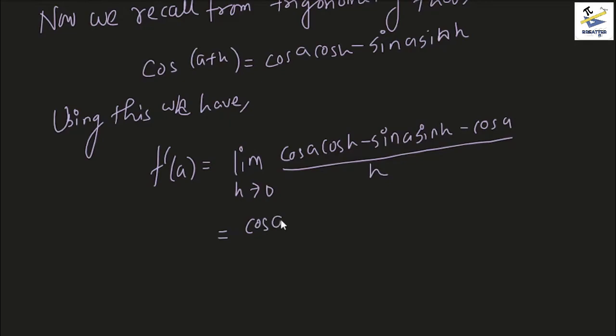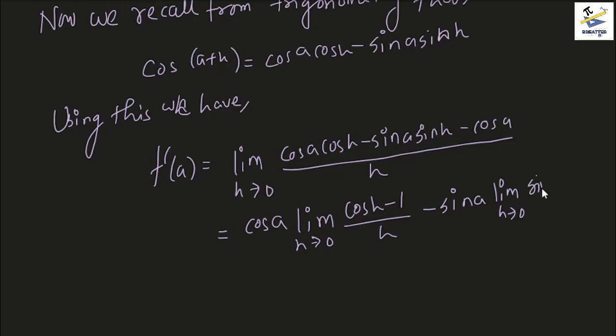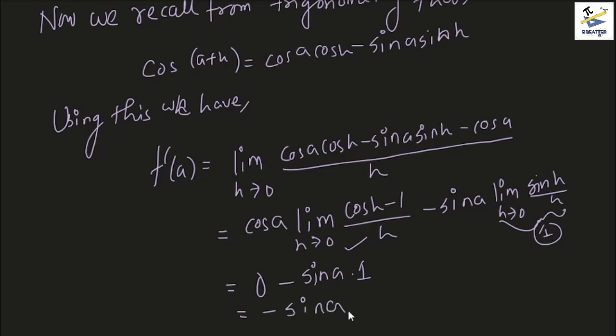So we can again distribute it as follows. Take cos of a common and we can write it as limit h tends to 0 of cosine of h minus 1 by h, minus sin of a common, limit h tends to 0 of sin of h by h. As we know from the previous example, this limit is 0, so this is 0 minus sin of a into 1, because this limit is 1 as we have done in previous examples, so the answer becomes minus sin of a. Okay, so that's the derivative we were trying to find.